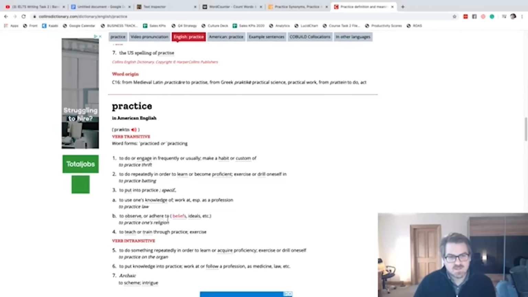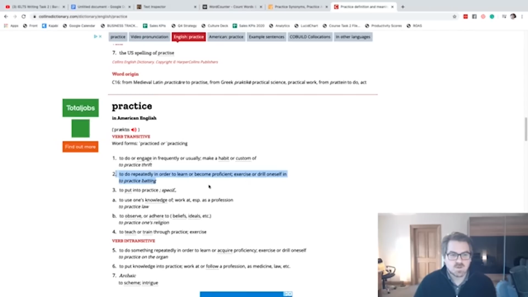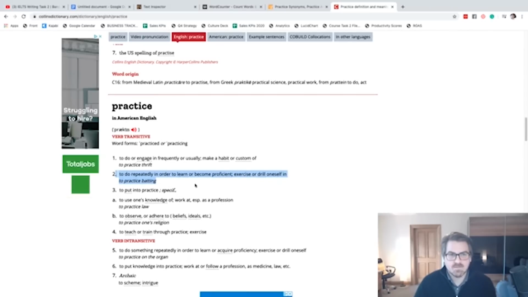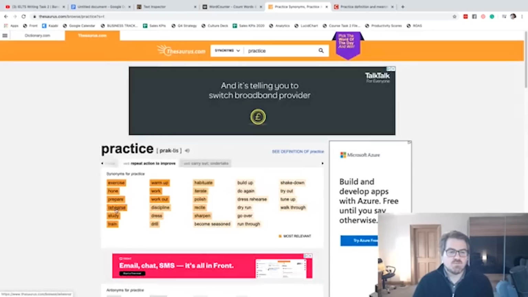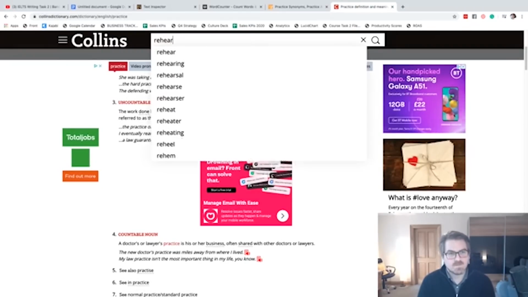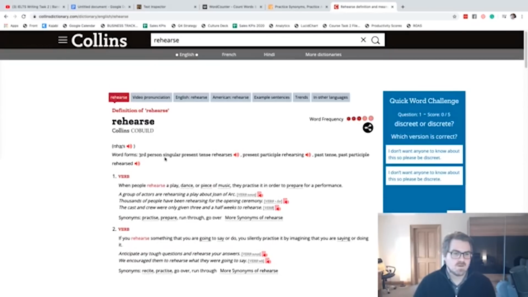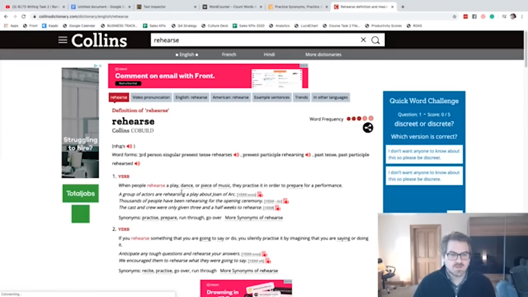So we'd have a look to see, okay, the verb means to do repeatedly in order to learn or become proficient. This is what we're looking for. We're looking for a synonym that means the same as that. Rehearse, does this mean the same? Have a look. When people rehearse a play, dance, or piece of music, they practice it in order to prepare for a performance. So it does kind of mean the same thing.